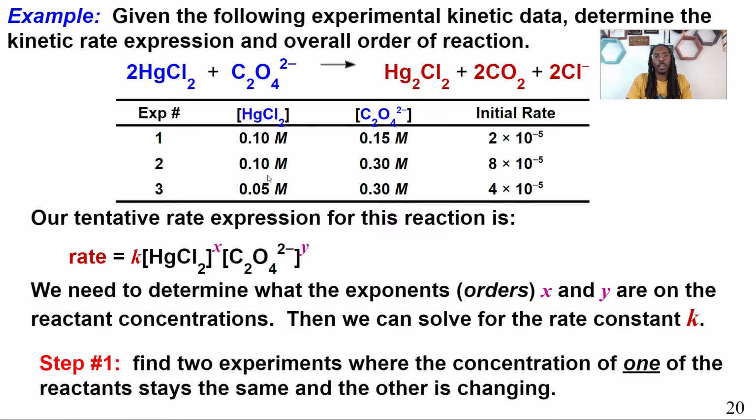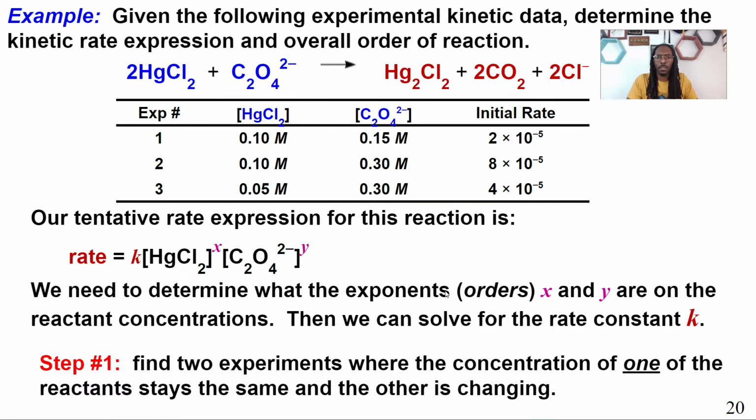And then we did it again with experiment 2. We kept our mercury chloride the same, but we doubled the amount of our oxalate, and we can see what happens to our rate here as it went from 2 times 10 to the negative 5 to 8 times 10 to the negative 5. And then in experiment 3, we cut our mercury chloride, leaving the oxalate the same, and we can see what happens with the initial rate here.